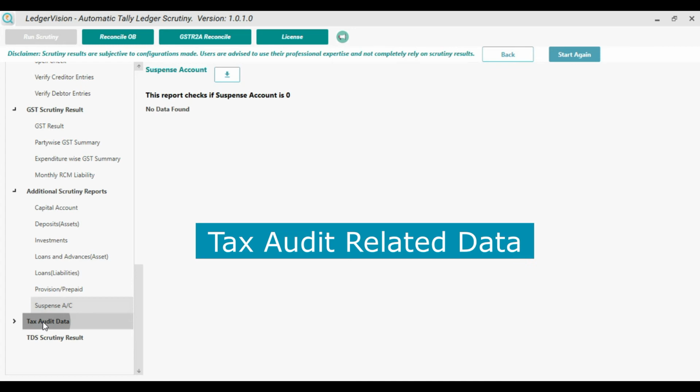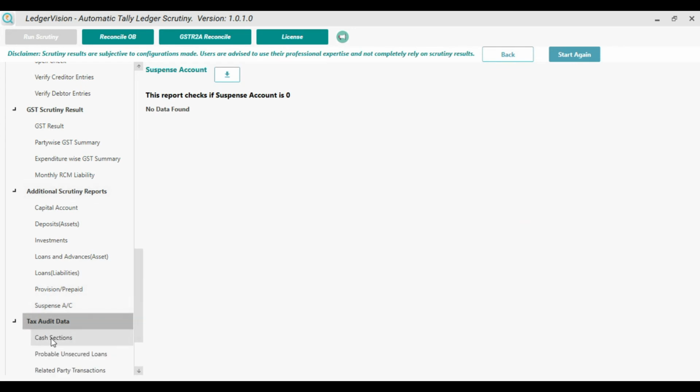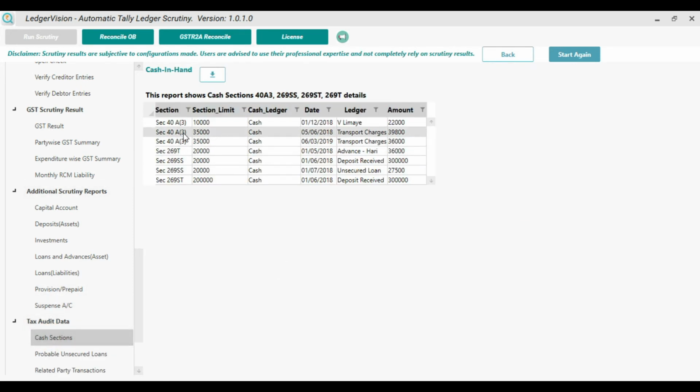Next set of report is tax audit data. These are the cash sections. This is a tabular format, wherever there is a violation of cash limits. Now these are the section limits of cash expenditure or cash receipts. This is section 40A3 and 10,000 is the limit, and the amount paid in a single day to a person is 22,000. In case of transport, the threshold limit is 35,000, and then again 269T is there. Where a deposit of more than 20,000 is received in cash, it is shown under 269SS. So this kind of details are given in this table.